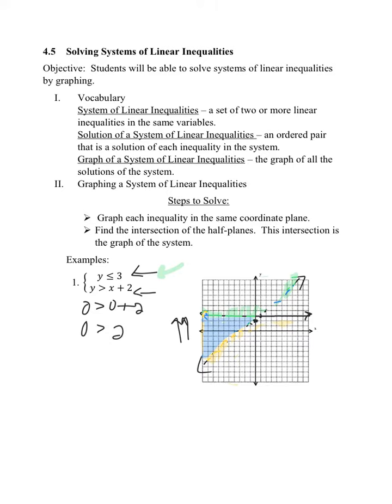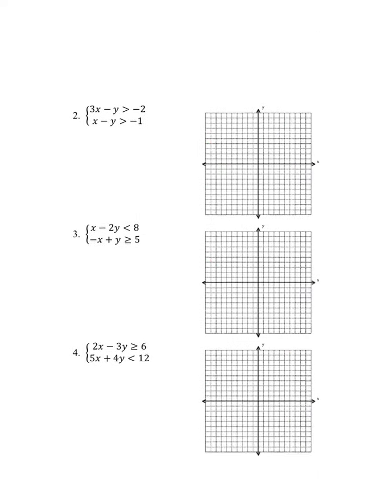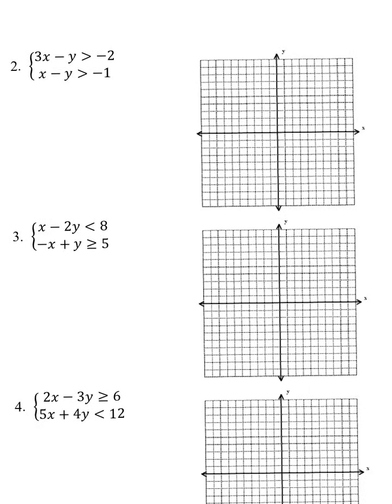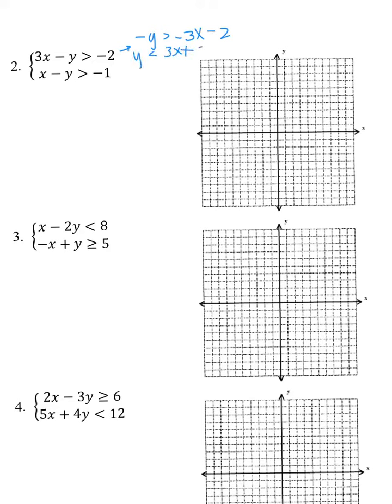So if you look at these down here, sometimes, like in number 2, it's not in slope-intercept form, so you're going to want to put it into slope-intercept form. So I'm going to take this first one, and I'll subtract 3x from both sides, so you get negative y is greater than negative 3x minus 2. Multiply by negative 1, so y is less than 3x plus 2. Make sure you flip your inequality symbol since you're multiplying by negative 1. This one here, you're going to subtract x from both sides, so negative y is greater than negative x minus 1. Multiply it all by negative 1, so you get y is less than x plus 1.